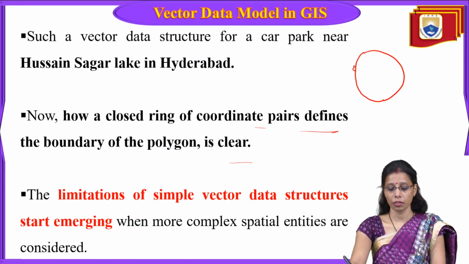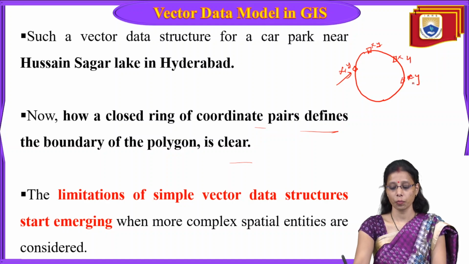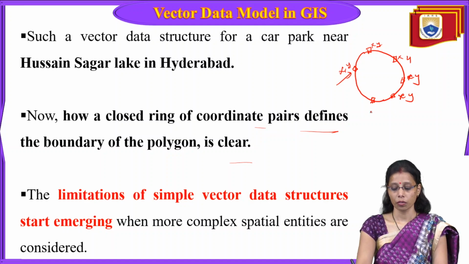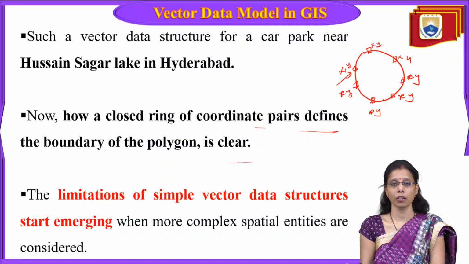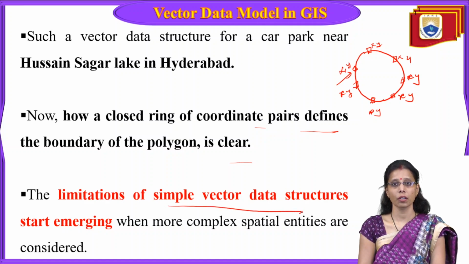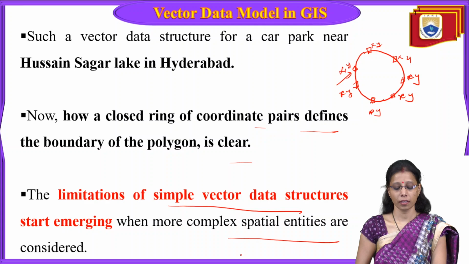Pairs of coordinates means one vertex we put as x and y coordinate, the second x and y, third x and y, fourth x and y. So different points we are putting here. x and y is nothing but latitude and longitude, because each location has an x coordinate and a y coordinate. So this boundary we can define with coordinate pairs which make a closed ring. The limitations of the simple vector data structure start emerging when more complex spatial entities are considered.